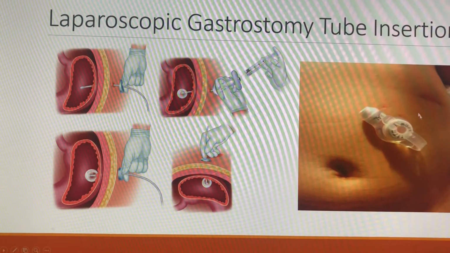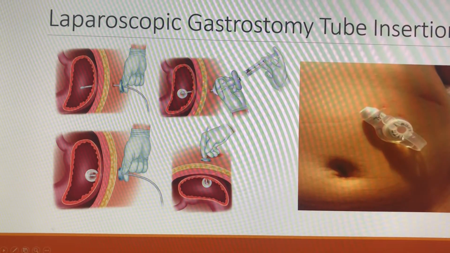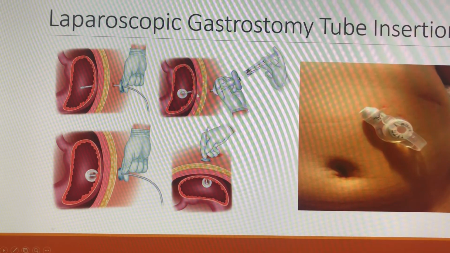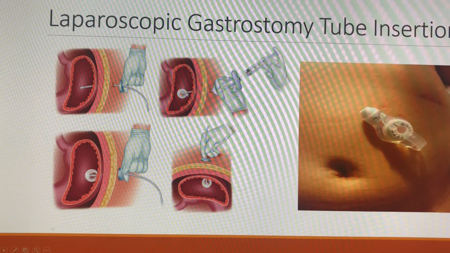The tube will look like this at the end. This is the external component of the tube, which is the button, and the internal component has a balloon that helps hold the tube in place inside the stomach.